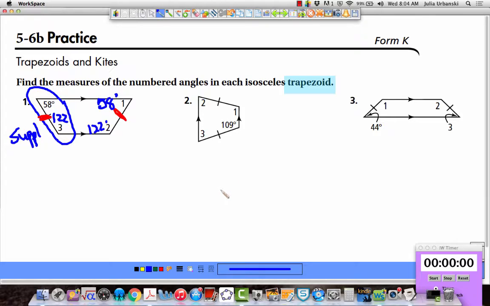Which one do you think is easiest to find? Angle 1, what would that be? 109. Good. All right, how would you find angle 3? Subtract from 180. Good. Is that 81? No, 71. Correct me if I'm wrong. And what's angle 2 going to be? 71. Take 20 seconds right now and find an answer number 3.